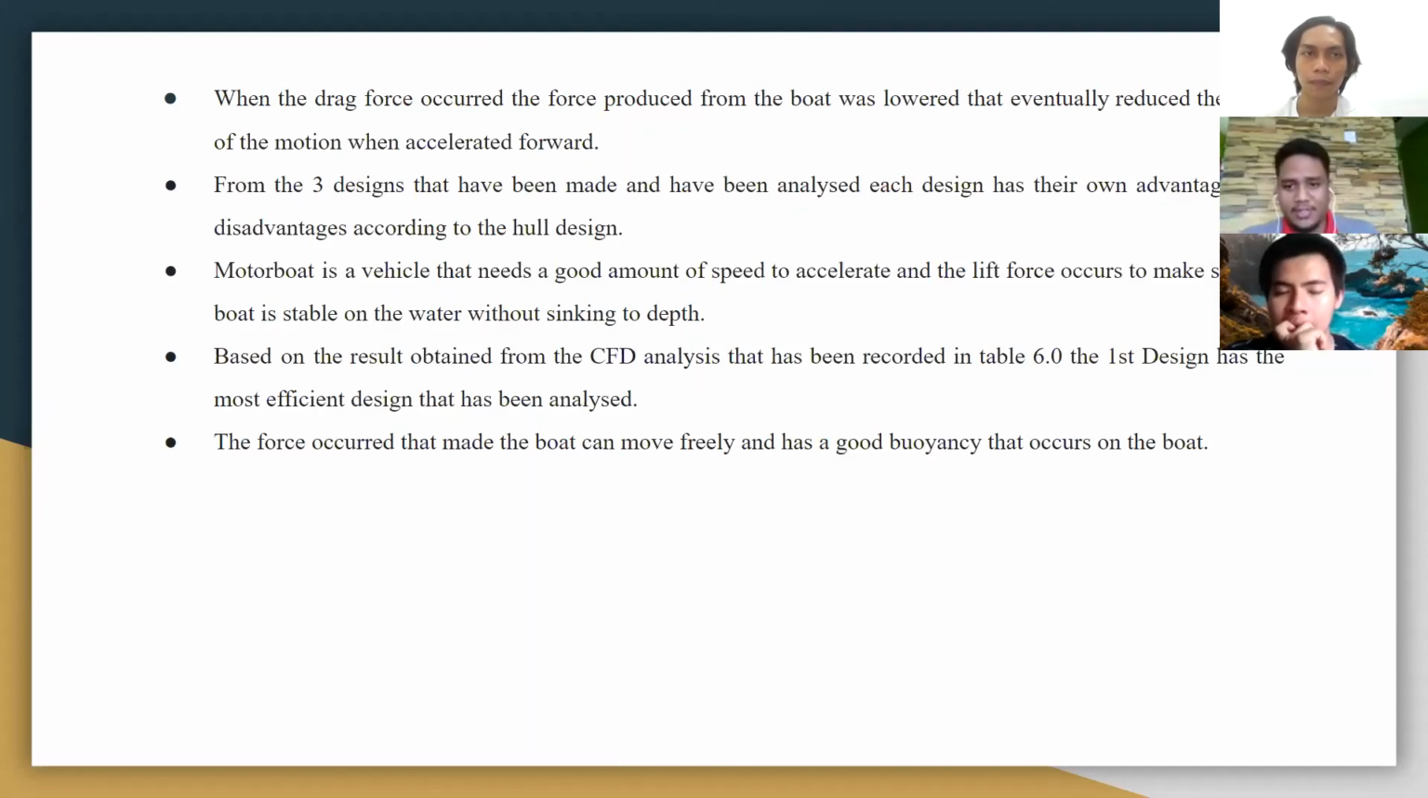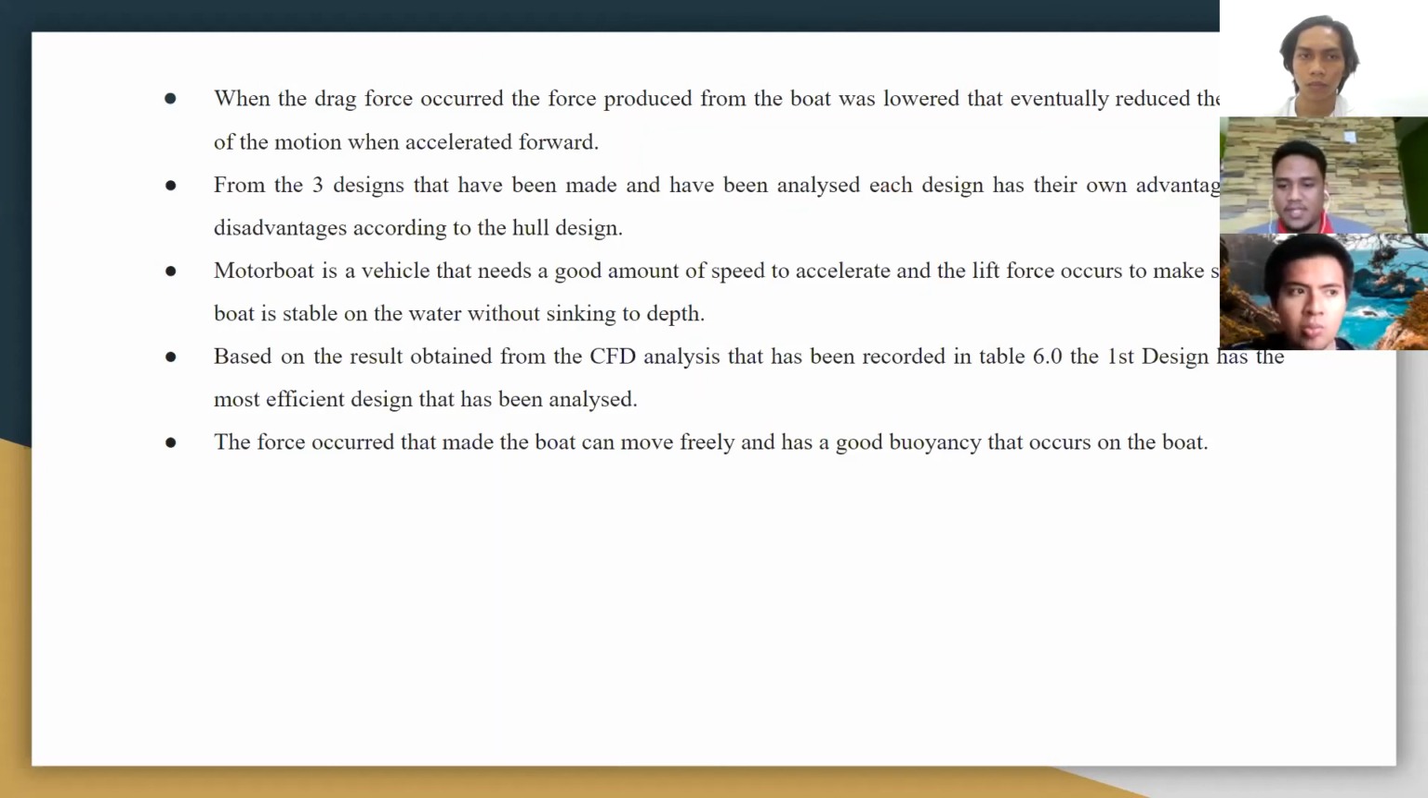Based on the three designs that have been made and analyzed, each has its own advantages and disadvantages according to the hull design. This depends on the height. The motorboat is a vehicle that needs a good amount of speed to accelerate and enough lift, so that it will not sink in the water.